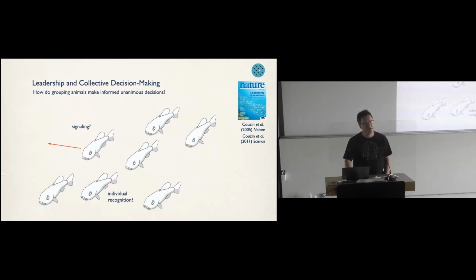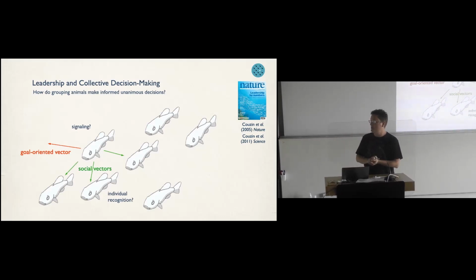And so we'll start with a very simple model to ask how can information be conveyed in the absence of these complex mechanisms. What we do know is that individuals are responding to others. They have social vectors pointing towards other individuals. And so the hypothesis here is that they then reconcile these social vectors with their internal goal-oriented behavior.